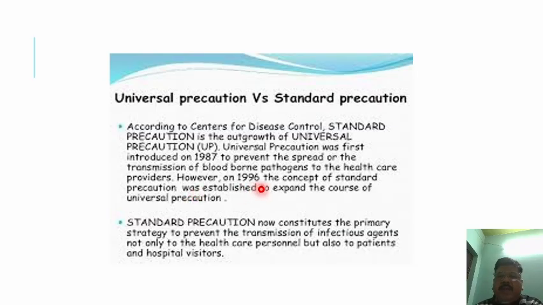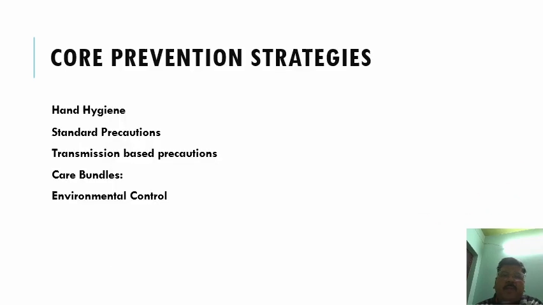However, in 1996, the concept of standard precaution was established to expand the scope of universal precaution. Standard precaution now constitutes the primary strategy to prevent transmission of infectious agents not only to the healthcare personnel but also to the patients and hospital visitors.